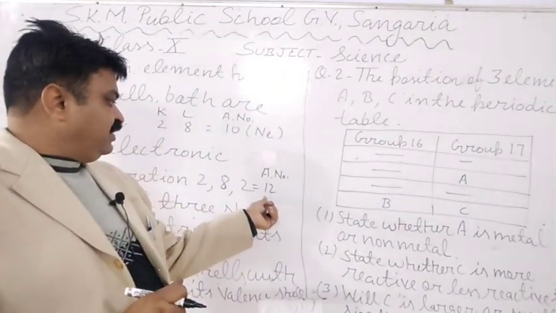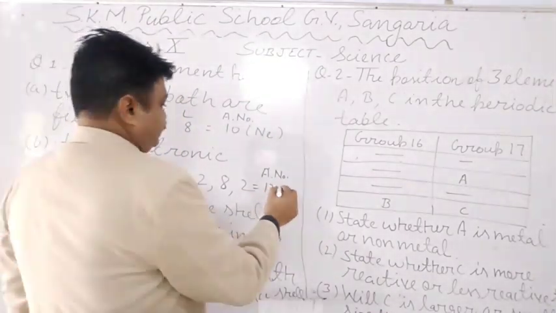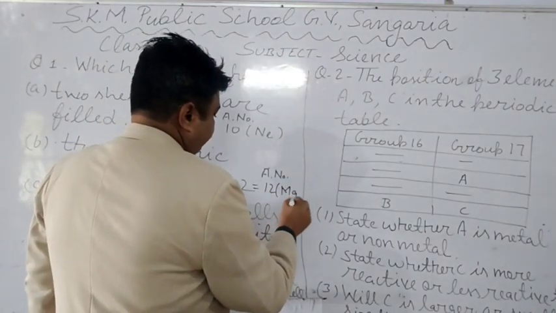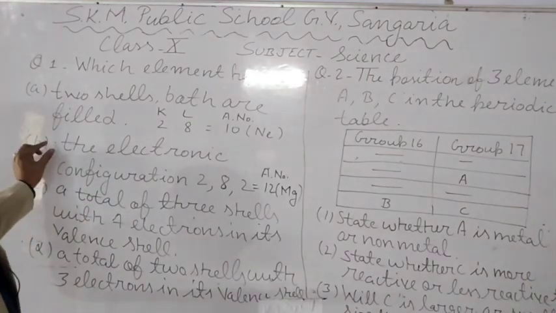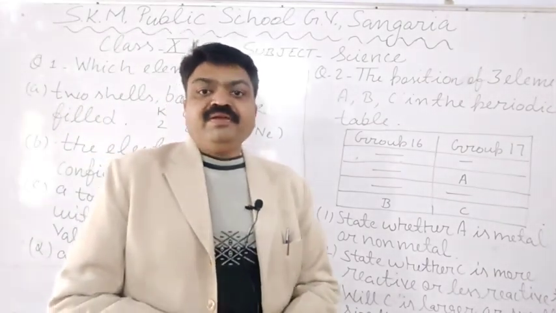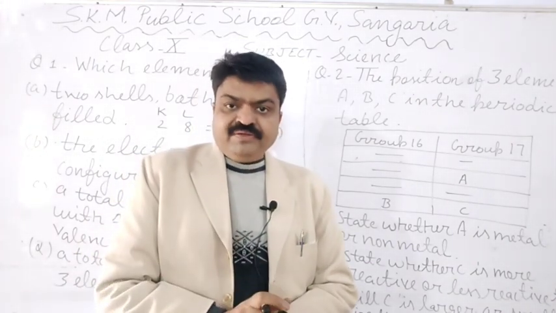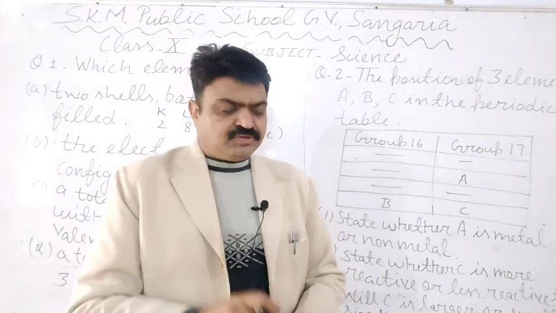And which metal may it be? It is magnesium. So you write the answer magnesium. Second question answer: the electronic configuration 2, 8, 2 is found in the case of atomic number 12, that is magnesium. And magnesium is a metal, student.